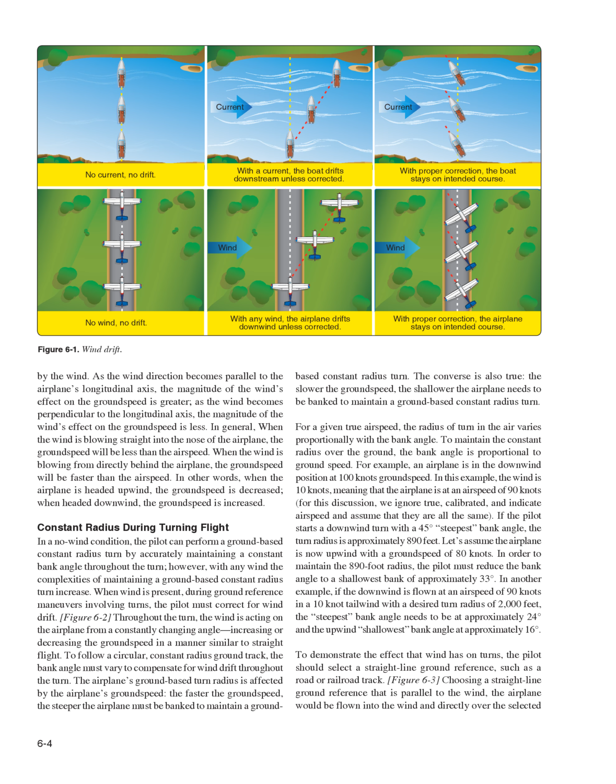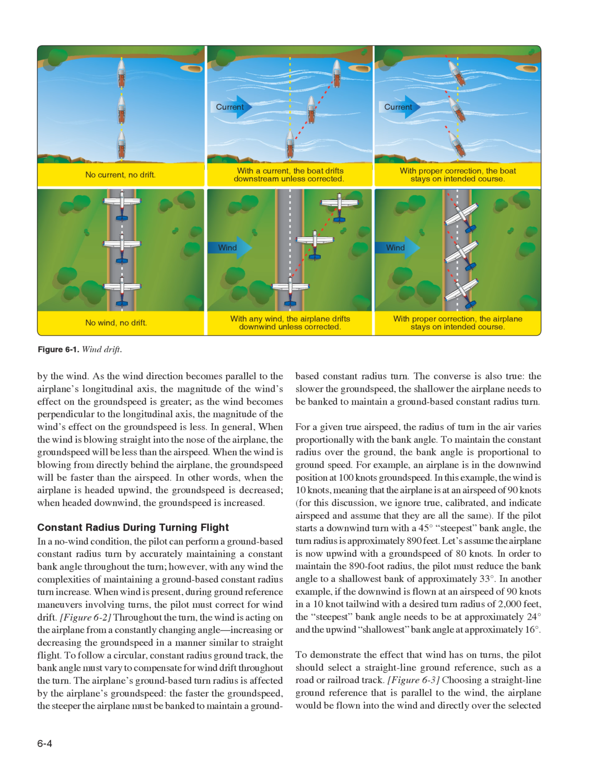To follow a circular, constant radius ground track, the bank angle must vary to compensate for wind drift throughout the turn. The airplane's ground-based turn radius is affected by the airplane's ground speed. The faster the ground speed, the steeper the airplane must be banked to maintain a ground-based constant radius turn. The converse is also true. The slower the ground speed, the shallower the airplane needs to be banked to maintain a ground-based constant radius turn. For a given true airspeed, the radius of turn in the air varies proportionally with the bank angle. To maintain the constant radius over the ground, the bank angle is proportional to ground speed.